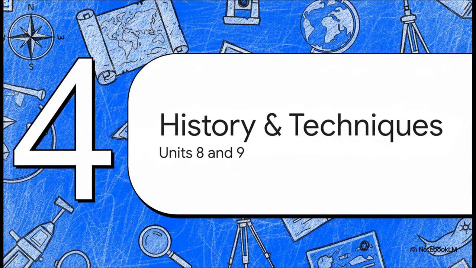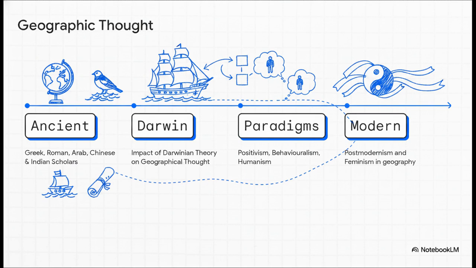Okay, getting close to the end. Bucket 4, history and geographical techniques. Before we apply everything to our final case study, Units 8 and 9 cover the history of the discipline and the cartographer's toolkit. Unit 8 is like a giant time machine. You have to chronologically trace the evolution of geographic thought itself.